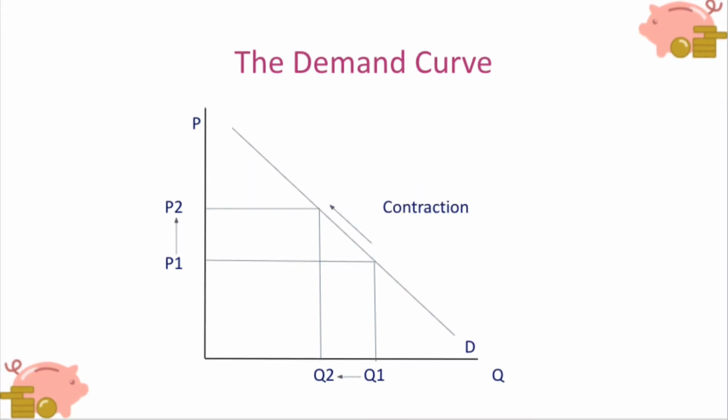Here we've got the opposite. The price is rising and the quantity demanded is falling, so we're moving along the demand curve, but this now is called a contraction because it reduces the quantity demanded.